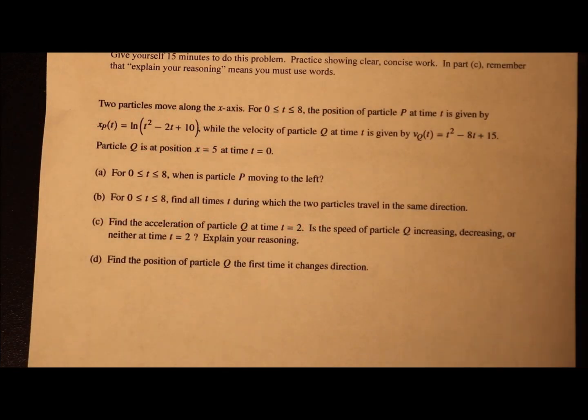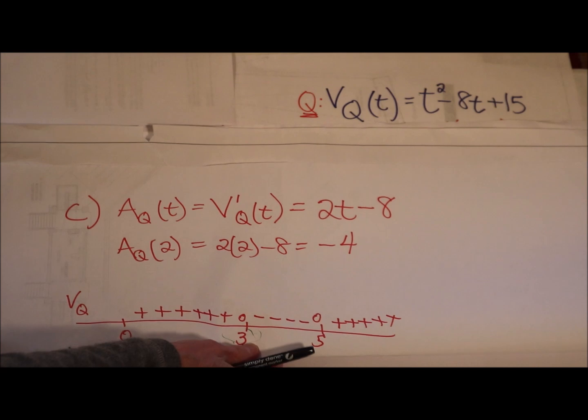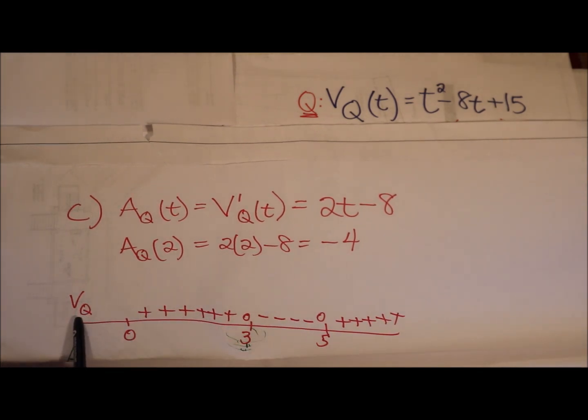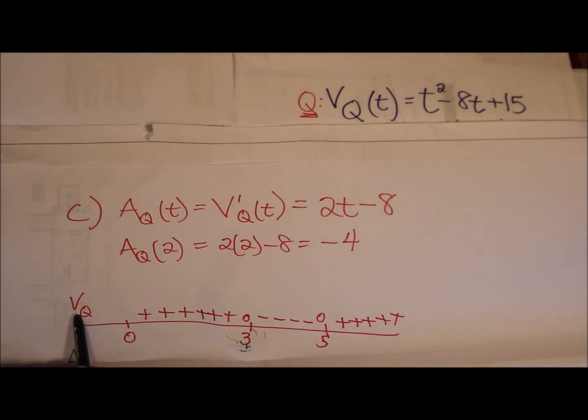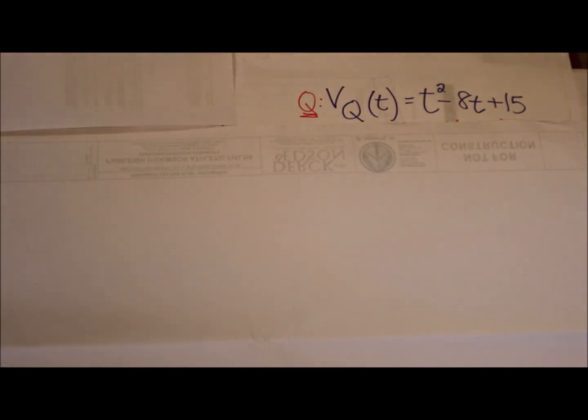Part D: find the position of particle Q the first time it changes direction. So for D, I'm looking for a position at the time when Q turns around. Well, when it first turns around. Well, that we already figured out. From our previous work, we know that particle Q is moving to the right, and then at time 3 it turns around and goes to the left. So I'm looking for the position of this function at time 3.